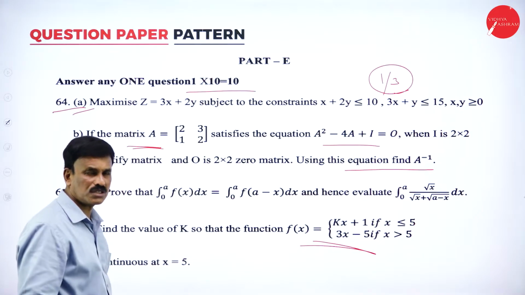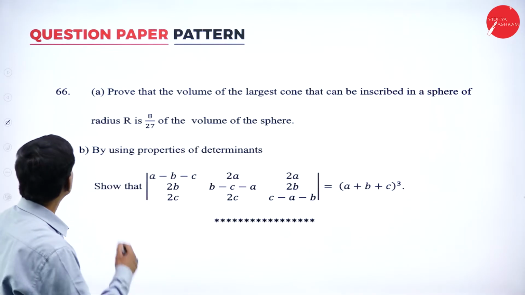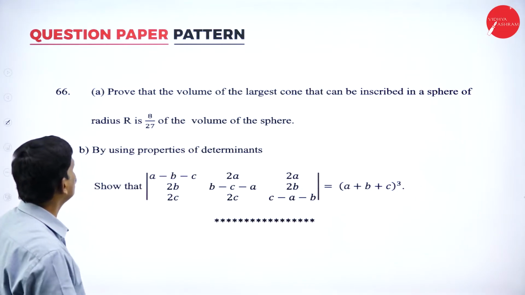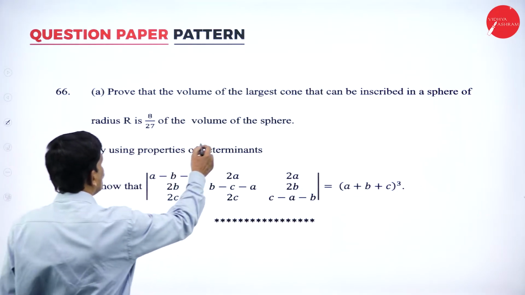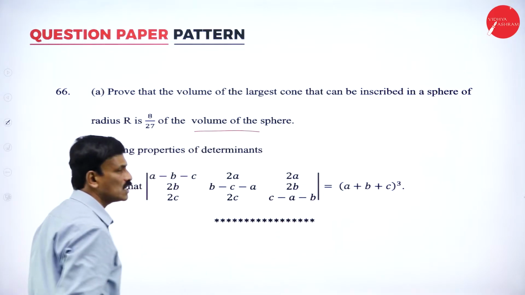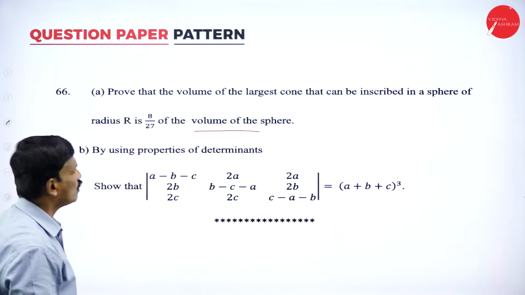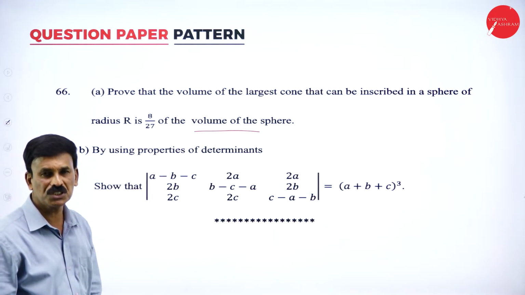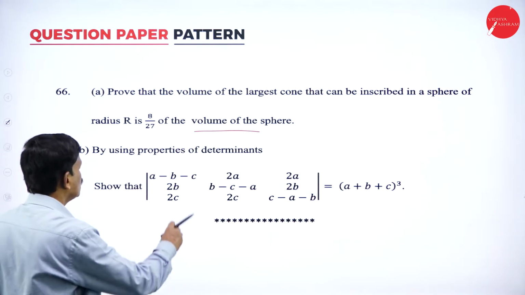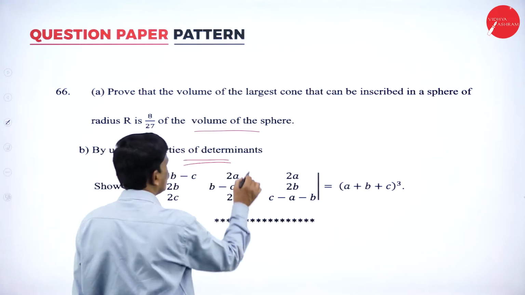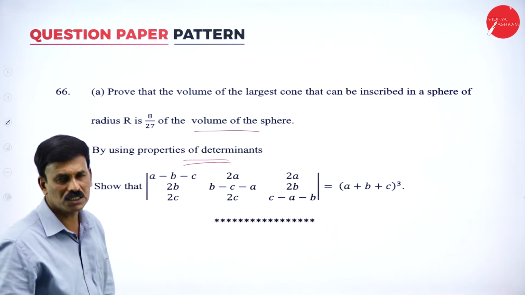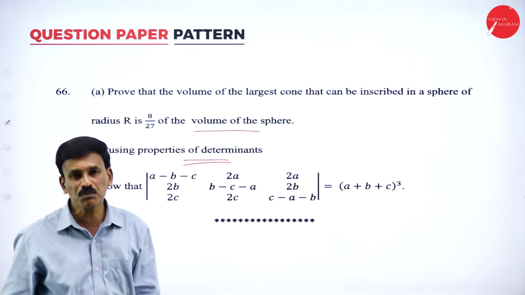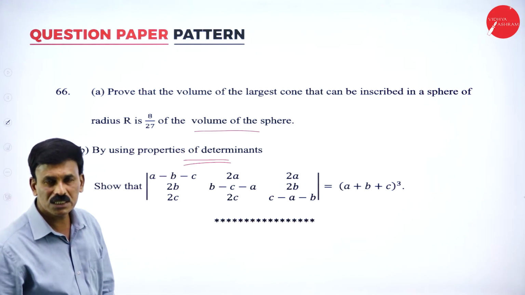The next question, the last question, is question number 66. The 6 marks question is from the application of derivatives, just finding the volume of a sphere or a cone, whatever it may be. One is from application of derivatives, and the next, B, is from properties of a determinant. These are the three types of questions which you may expect for 10 markers.